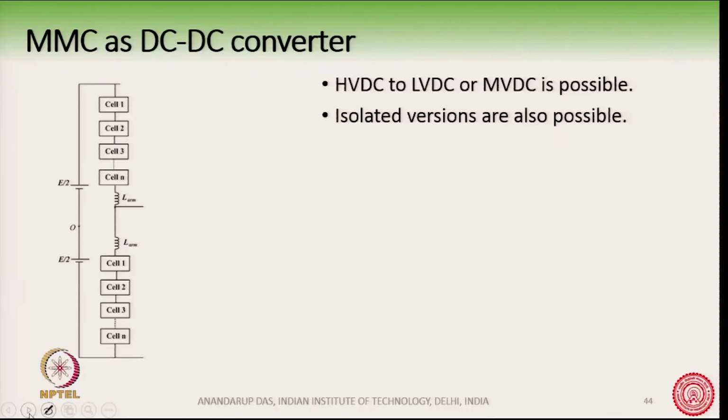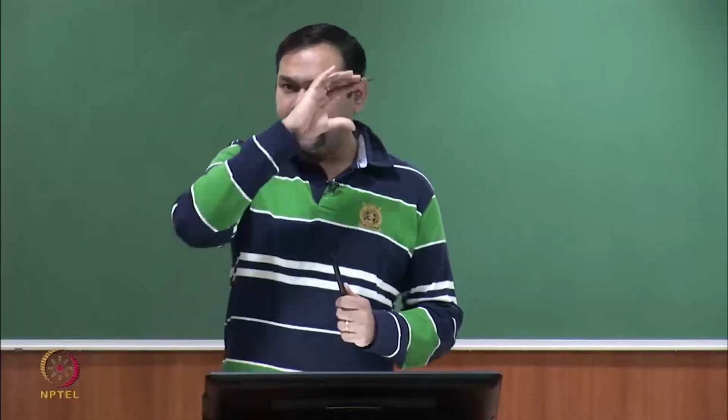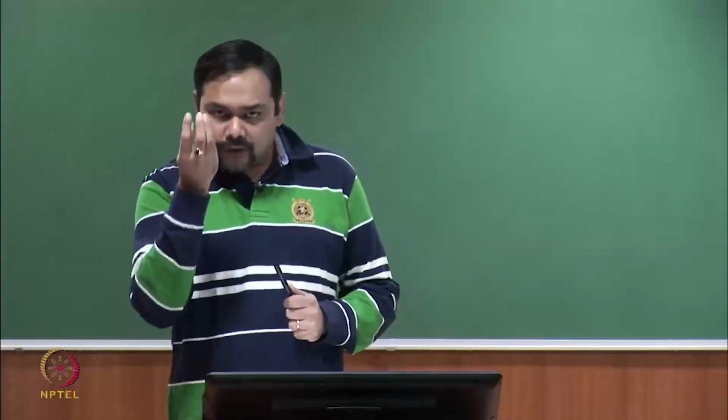Now, what about DC to DC? In fact, yes, MMC is considered to be a very promising solution for DC to DC conversion. Now, why DC to DC? Because if you have something like an HVDC transmission system and you have some renewable energy sources close to this HVDC, and suppose you want to inject the renewable energy directly into the HVDC grid, or you have a load, and the HVDC line is going, and you want to tap a little amount of power from that HVDC into the local load.